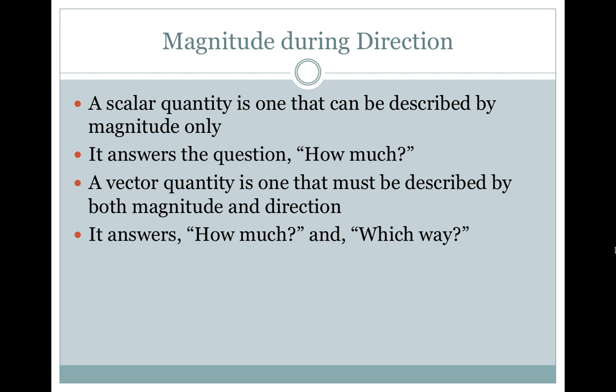Magnitude and direction. A scalar quantity is one that can be described by magnitude only. It answers the question, how much? A vector quantity is one that must be described by both magnitude and direction. It answers how much and which way.